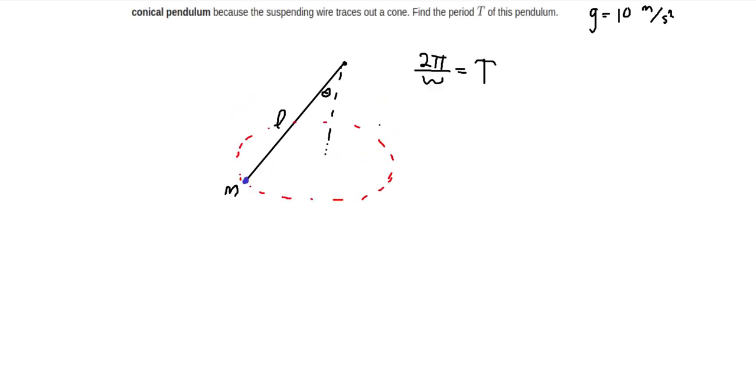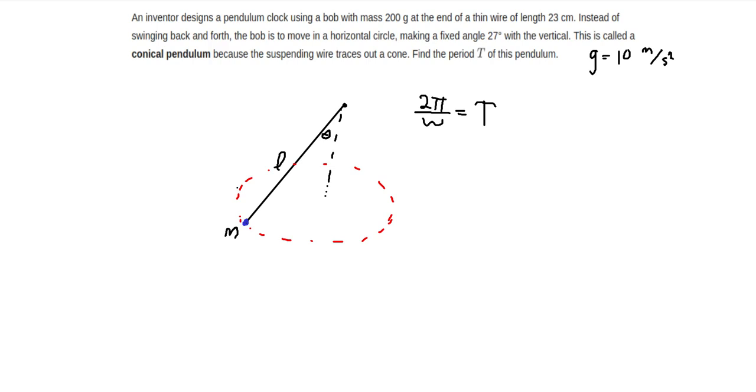One thing we notice is that if this mass is traveling in a perfect circle, then it is under uniform circular motion, which basically means that the acceleration towards the center is equal to its angular speed squared times the radius. The radius here we can find via trigonometry is L sine theta. So this is omega squared times L sine of theta.